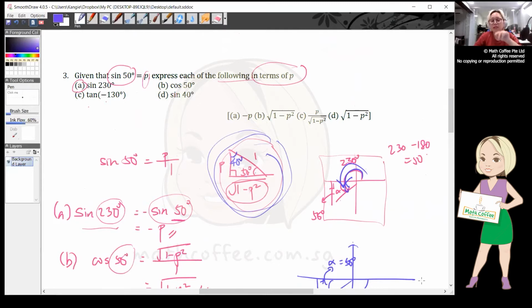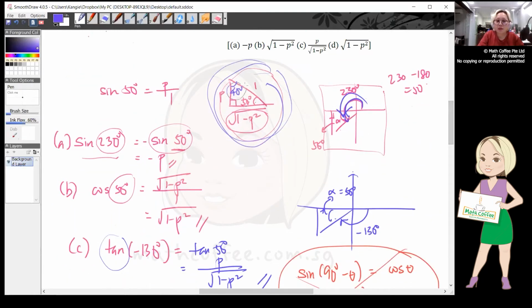The only difference is my opposite and my adjacent now swap. Because if I'm going to use 40 degrees, now this one will be my opposite, and this one will be my adjacent. Just now, when 50 degrees, this one was my opposite. You understand? So the only difference is the opposite and adjacent swap. But the hypotenuse will remain as 1.